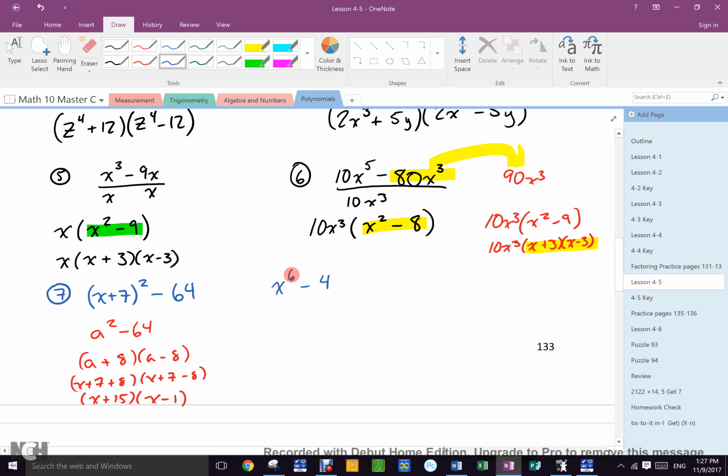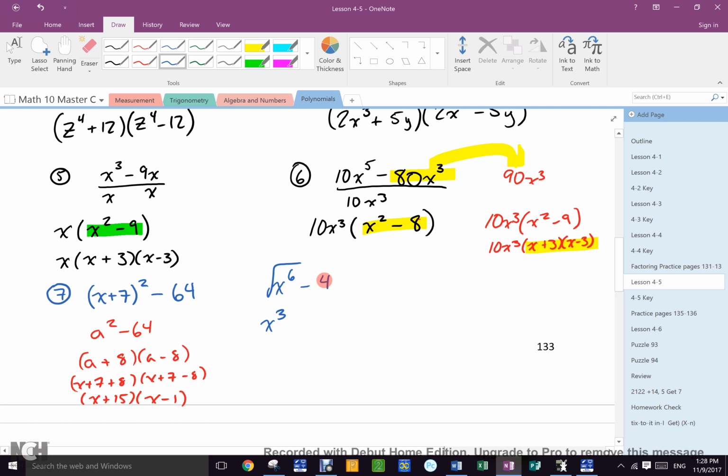Is that a perfect square? Why? Because 6 is 3 times 3. It's 3 plus 3. It's even, right? So can I get a square root of any even power? What do I do to get the square root of a power? Divide by 2. So that is x cubed.